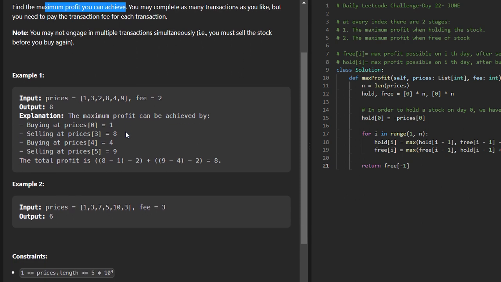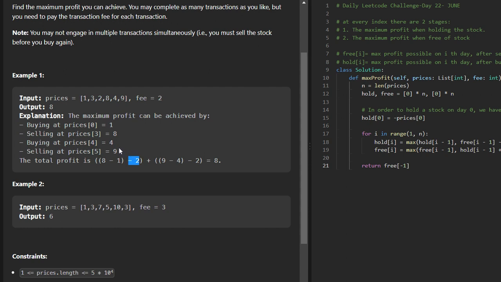So if you see the first example, the answer they've given here is 8. I am buying the stock on the first day itself at price 1. This is going from my pocket. Then I am going to sell it on this day, and I am going to get this profit. So if you talk about the net profit, 8 minus 1 is the profit. At the same time, I have to deduct the transaction fee also, which is minus 2.